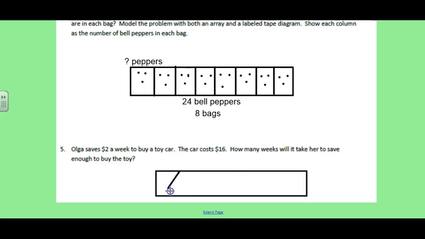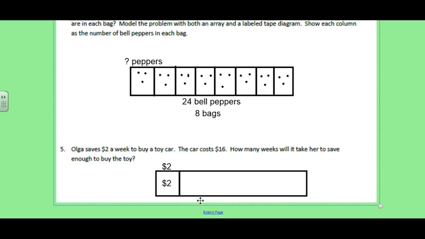We know that in 1 week, which is going to be one group, she saves $2. So I want you to go ahead and put $2 in this first group because that's all we know so far. Okay, so let's go ahead and label our tape diagram. We already know that this stands for $2. We do not have to put a question mark right here, right now. We're going to label the top of that $2. Now we're going to label the bottom.